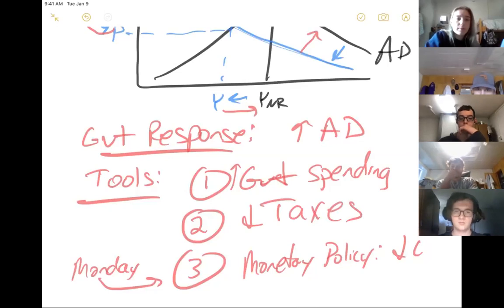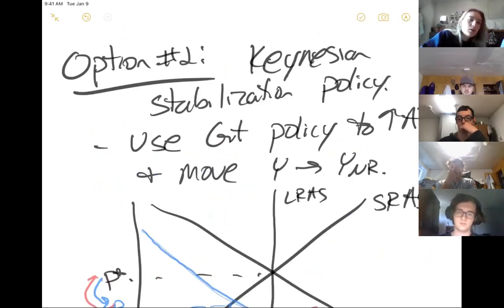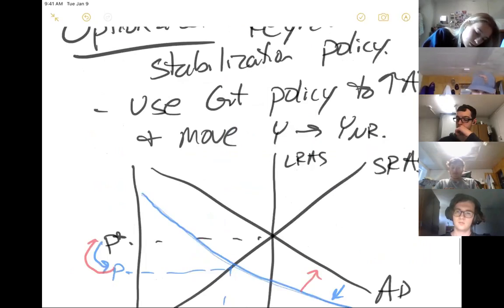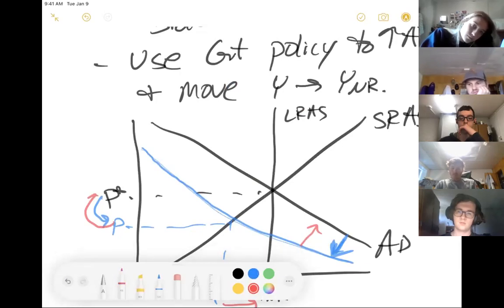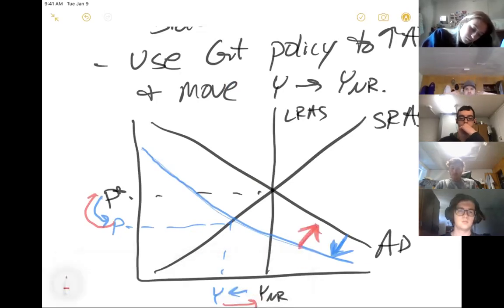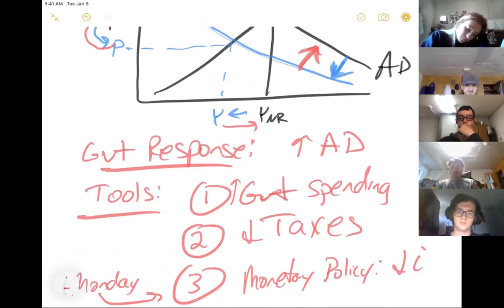Could you really quick scroll back up to right above the graph? Thank you. So the government has these three tools. If I can just scroll up a little bit to see the graph. When aggregate demand falls during a recession, then what should the government response be? To push it back up. What are the three tools that they have to push it back up? They have the tool of government spending, they have the tool of taxes, and they have the tool of monetary policy. Okay? And so Keynes thought they should use these tools to stabilize output.